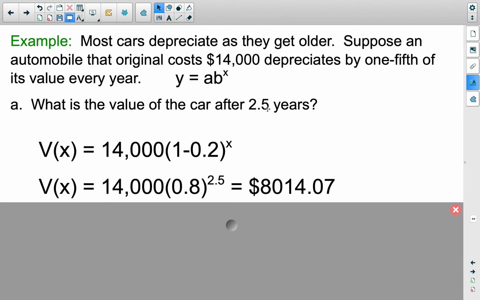The value after 2.5 years, so I'm going to put 2.5 in for time. That's my x. And then you obviously will need your calculator to calculate that. And I got $8,014.07. And make sure your answer should be logical. Obviously it decreased, so that's a good sign.